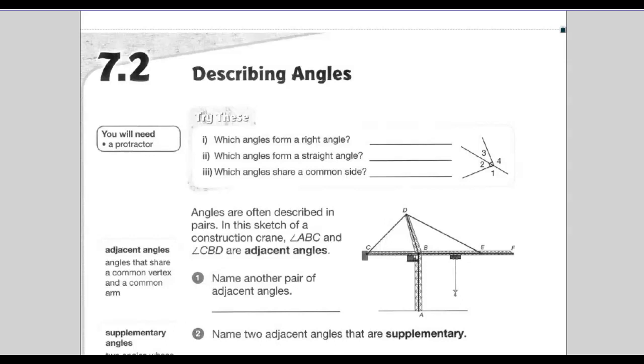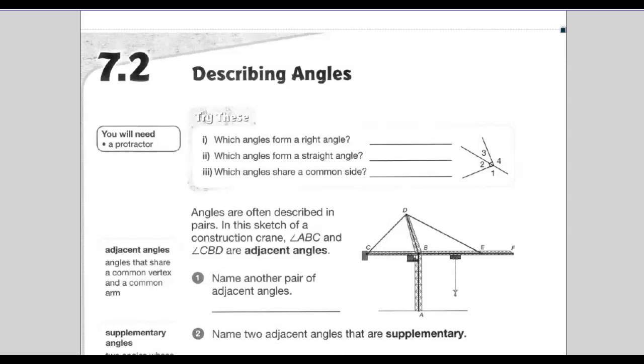Okay, we're looking at section 7.2. Don't have to do 7.1. We're going right to 7.2 where we're describing angles. So looking through some definitions, reminding ourselves or learning some definitions of relationships between angles.